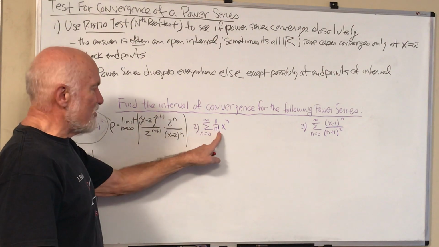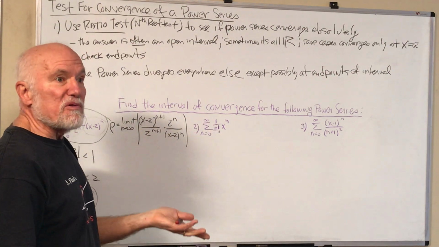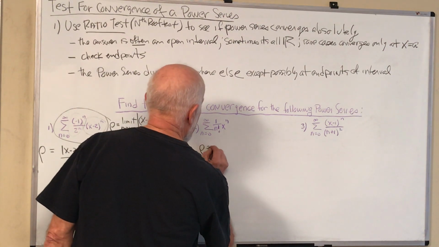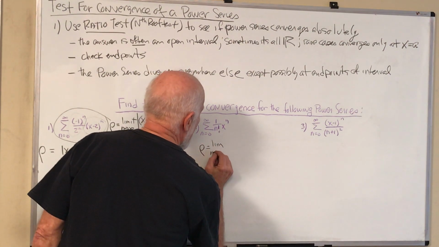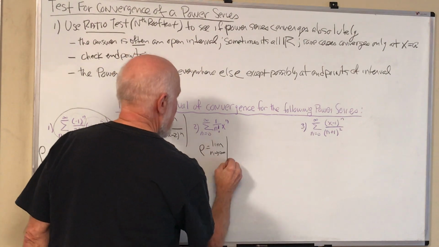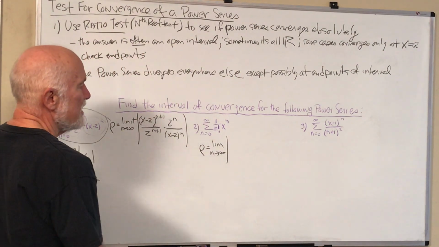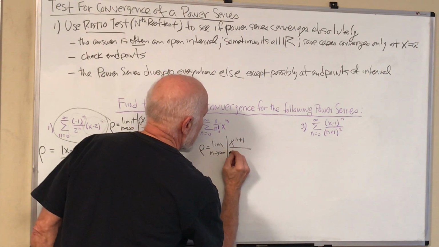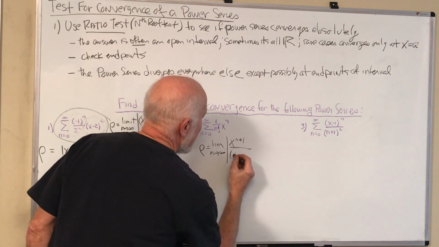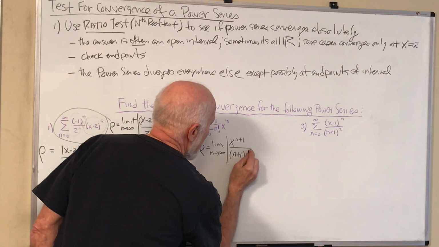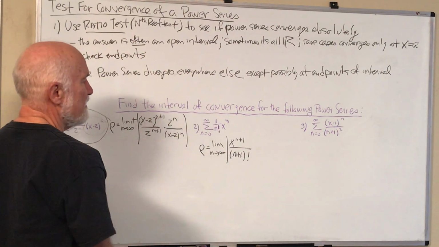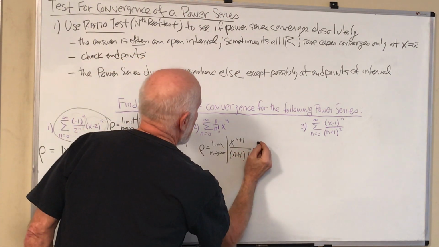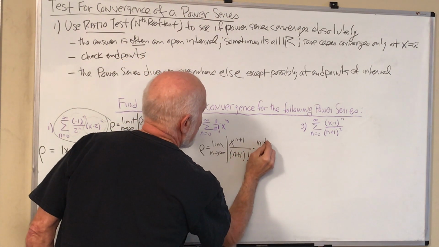Well, let's do it on this, because we don't have anything to compare it to, but we'd like to know where it converged. So we would say rho is the limit as n approaches infinity. And you always do absolute value, so it'd just be x to the n plus 1 over n plus 1 factorial, divided by the nth term, or multiplied by the reciprocal of the nth term.